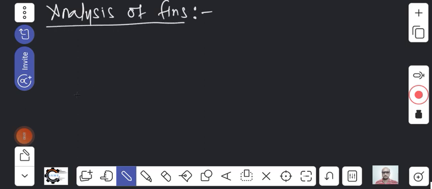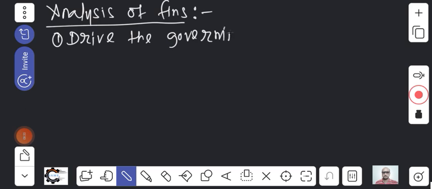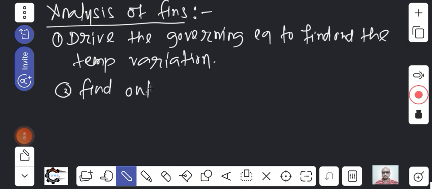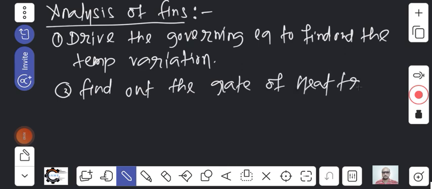So first, in the analysis part, we have to derive the governing equation, okay, to find out the temperature variation. Here also the fins are used for the heat transfer. So our first objective is to derive the governing equation to find out the temperature variation, right? And the second is to find out the rate of heat transfer, right? This is the second objective.